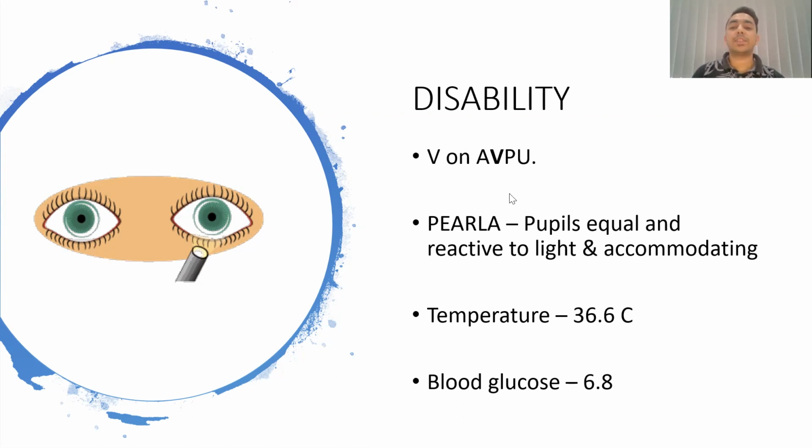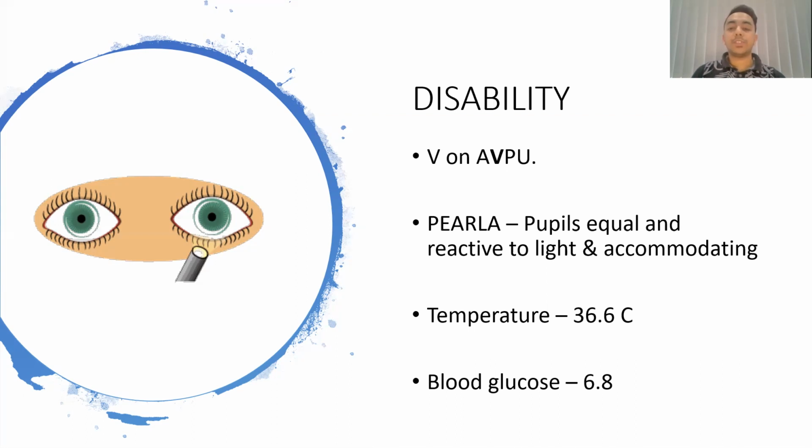So moving on to disability, using the AVPU scale, this patient is a V on the AVPU scale. So AVPU stands for alert, verbal, pain, and unresponsive. So here the patient is verbal and not alert. So you use the AVPU scale and then check the pupils.